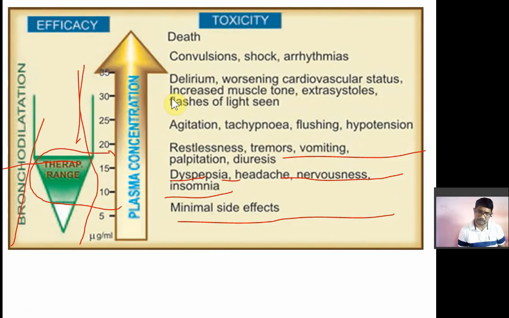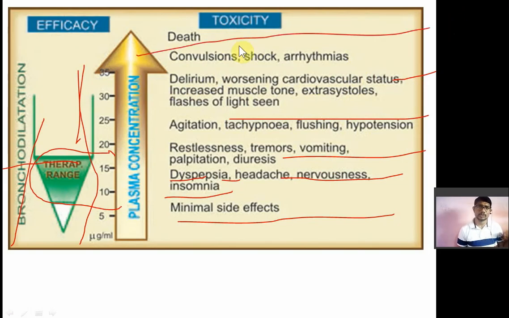Beyond the therapeutic concentration, what will happen? It will produce agitation, tachypnea, flushing, hypotension. Tachypnea means increased breathing. If you still increase the dose: delirium, cardiovascular effects like arrhythmia, increased muscle tone, extrasystole, flushing, then convulsion, coma, and finally death. That is the toxicity. So as the dose increases, toxicity will increase. It has a narrow therapeutic index.